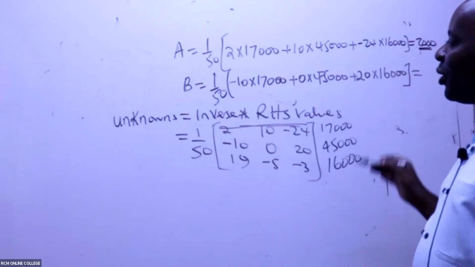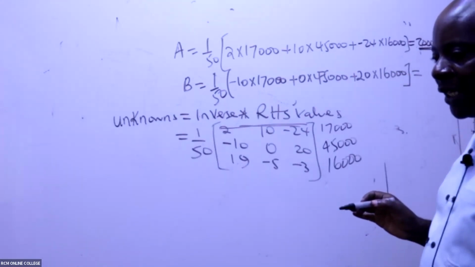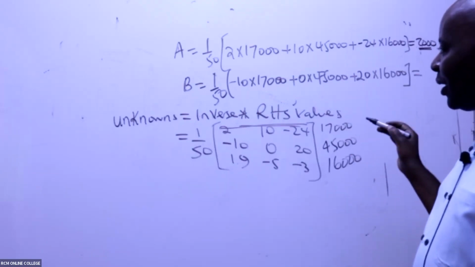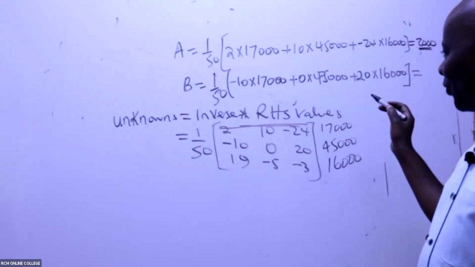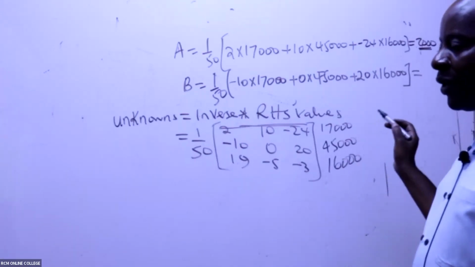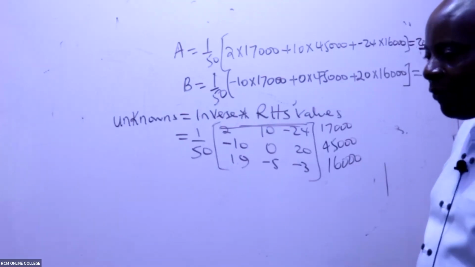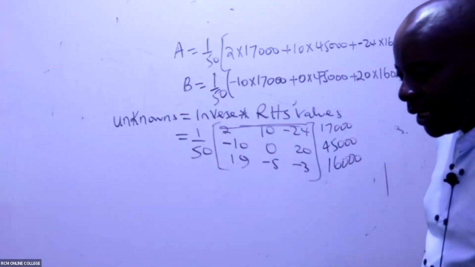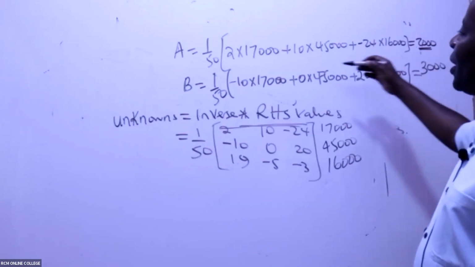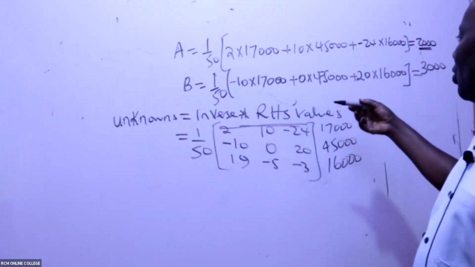First of all, finish what we have in brackets: minus 10 times 17,000 plus 0, of course, plus 20 times 16,000 equals whatever you get, and then you divide by 50. Delamere is giving me a figure of 3,000. Dividing by 50 is the same as saying times 1 over 50. Then now you go to C.